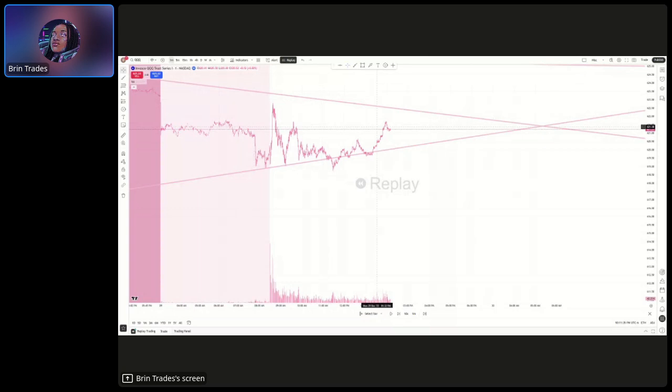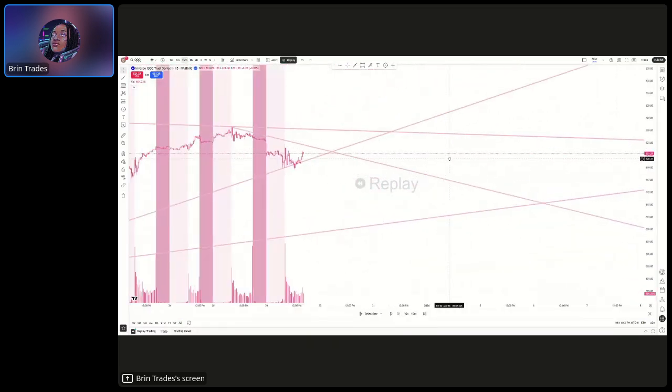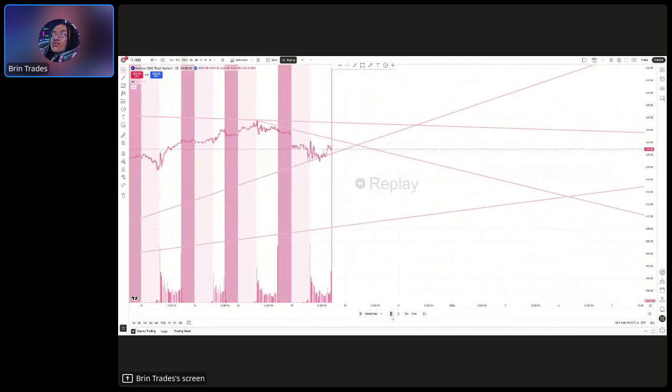So let's go on to the 15-minute again and see what it's like when price began to move for that week up until the next day.